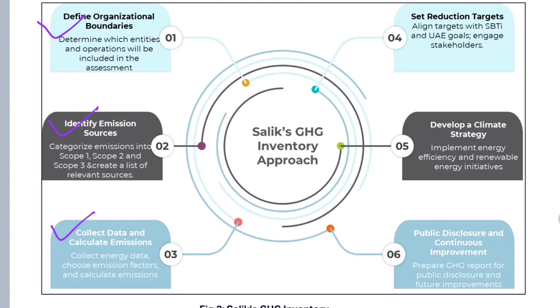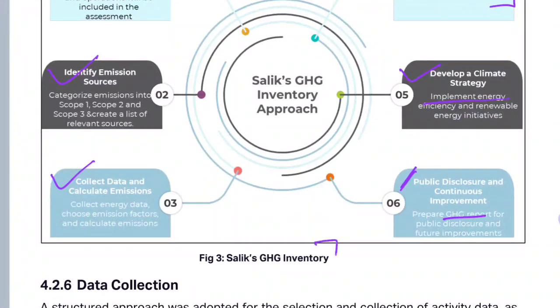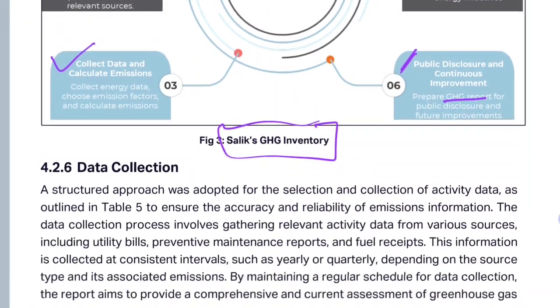Data for energy and other emission factors, they are calculating. Then they have set the reduction target as per SBTi and UAE goals, also engaging the stakeholders. Then developing a climate strategy, basically implementing energy efficiency and renewable energy transition initiatives. Then public disclosure and continuous improvement. Also, in this approach we see the GHG report for public disclosure and a future improvement program. So this is the GHG inventory approach for the company.